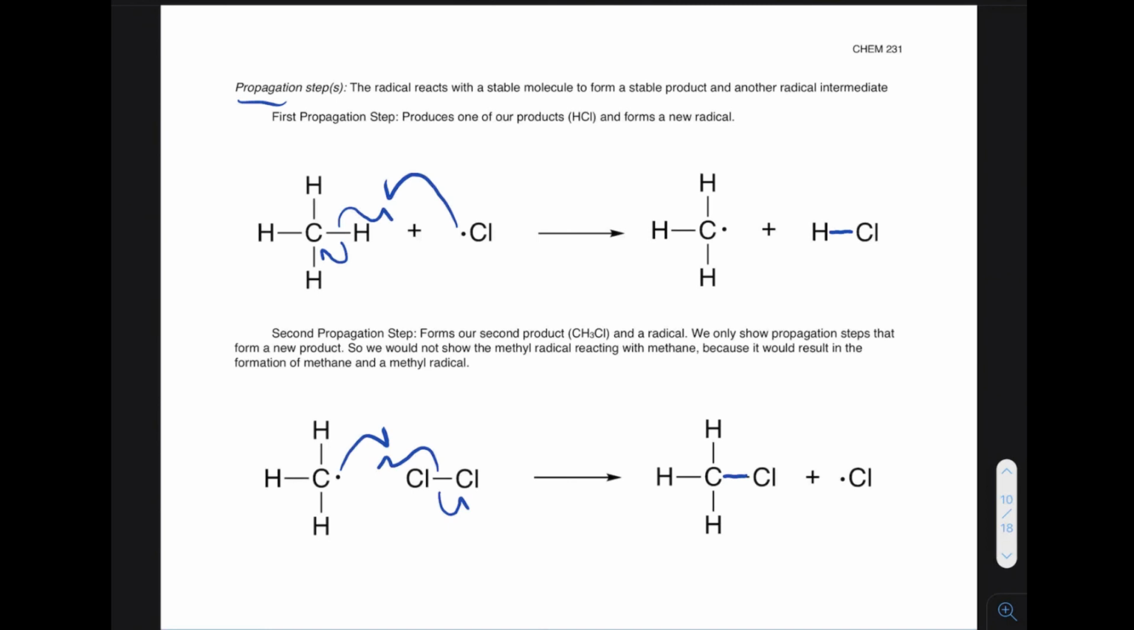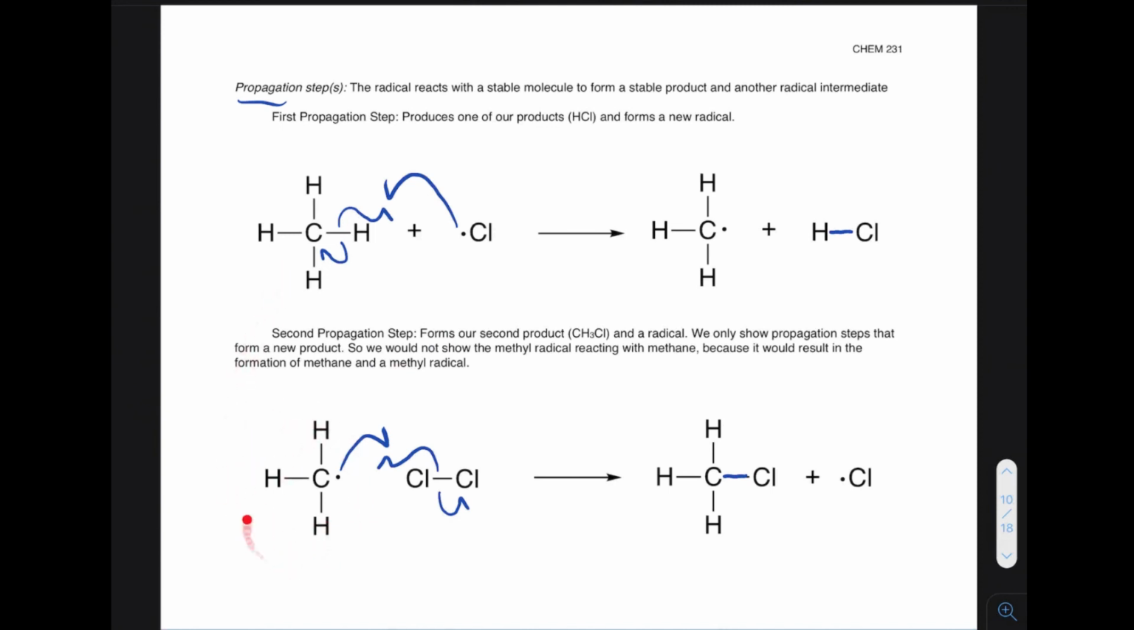And importantly, we only show propagation steps that form a new product, so we wouldn't want to draw further propagation steps that result in things we've already seen. I'm only showing these two propagation steps because these are the only two things that are happening. We react the chlorine radical we made with methane, form methyl radical, and the methyl radical reacts. We wouldn't show the methyl radical reacting with methane, because we would just end up with the same products.